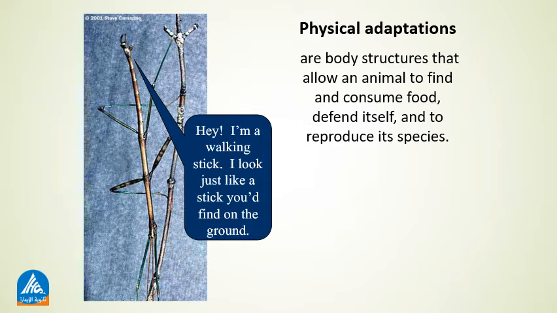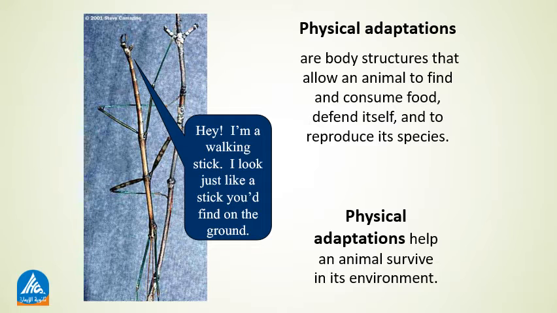This is a physical adaptation that allows this insect, called a walking stick, to survive in its environment. So again, physical adaptations are body structures that help an animal survive in its environment. As you see in the example here with this walking stick, its physical adaptation means that its body structure helps it to survive in its environment because it looks like a stick that you may find on the ground.